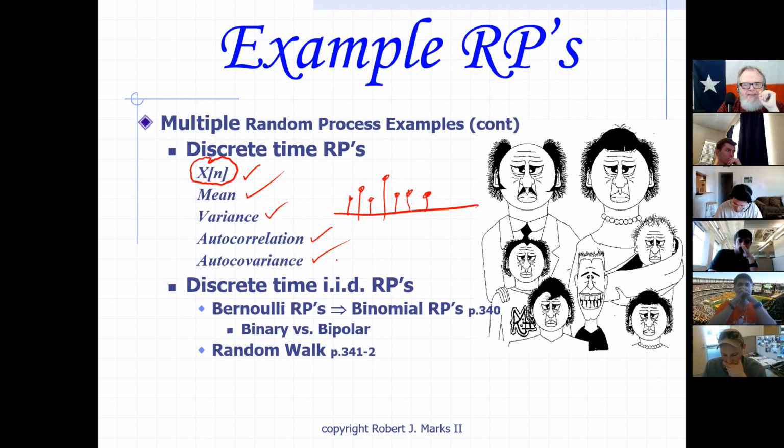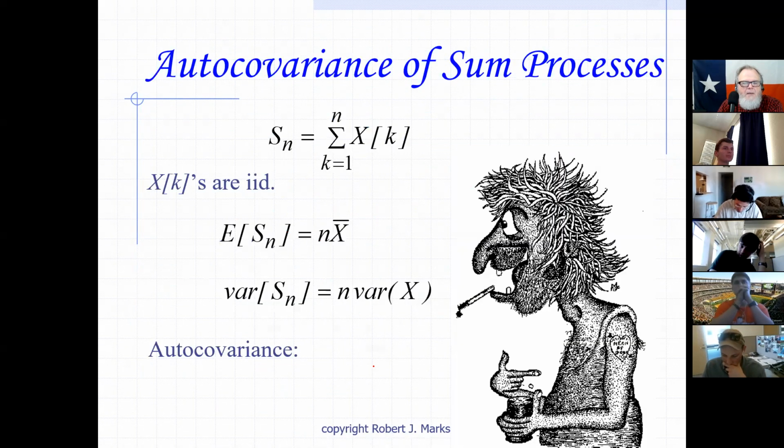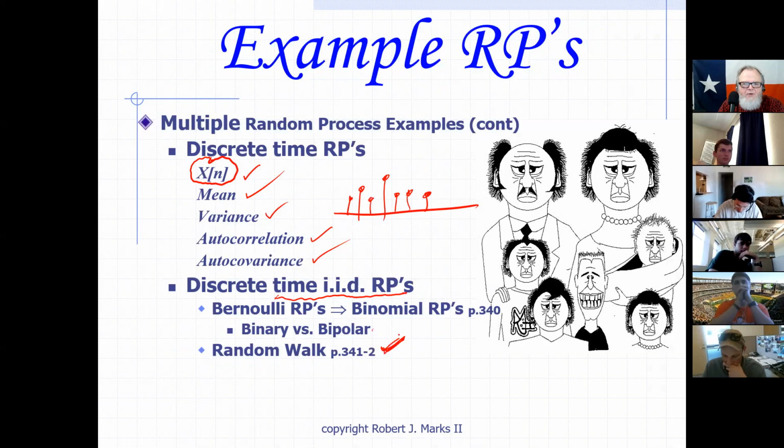A discrete time IID random process are so-called Bernoulli random variables and binomial random variables, and we're going to talk about those very quickly. Another one is called the random walk, and we will talk about that. It's also called the Drunkard's Walk. We'll talk about the Drunkard's Walk also in a minute. Well, let me tell you about the Drunkard's Walk. Here's the idea.